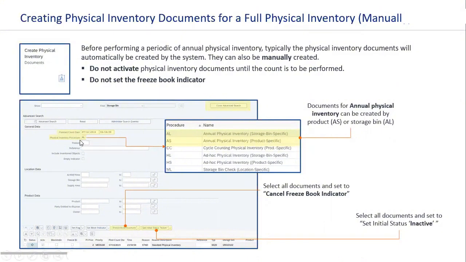So there are different types. You can see there on the left-hand side, you've got your different types of procedure. You've got ad hoc storage bin or ad hoc product specific, cycle counting and storage bin check. And you've also got annual, which you can do by product, or annual, which you can do by storage bin. Obviously you wouldn't activate the physical inventory documents until the count is to be performed. Once you are happy and you've got everything, you would set all the documents and set the initial status to active. So all those documents would come up down below.